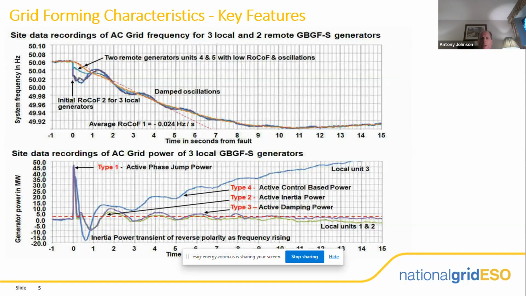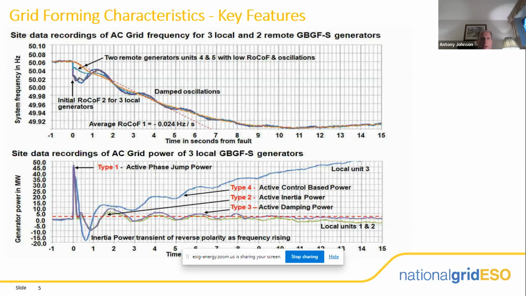So type 1 is an active phase jump power. As I've said, as soon as you get a phase change, you'll get an injection of active power as a result of that phase change, which we call phase jump power. Type 2 is the active inertia power.